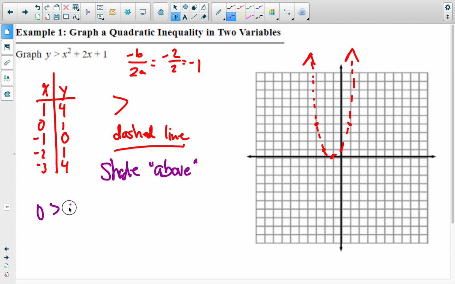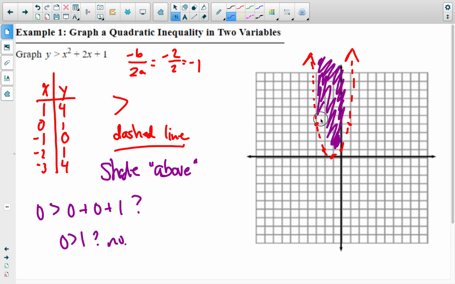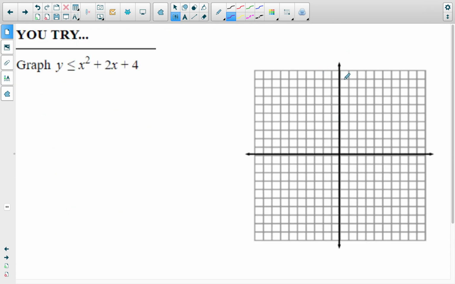So let's plug it in. Is 0 greater than 0 plus 0 plus 1? Is 0 greater than 1? No. So we want to shade the opposite thing. We want to shade not the region that includes the origin, right? And so our graph will look like this. Not too bad. Pause the video, give this a try.